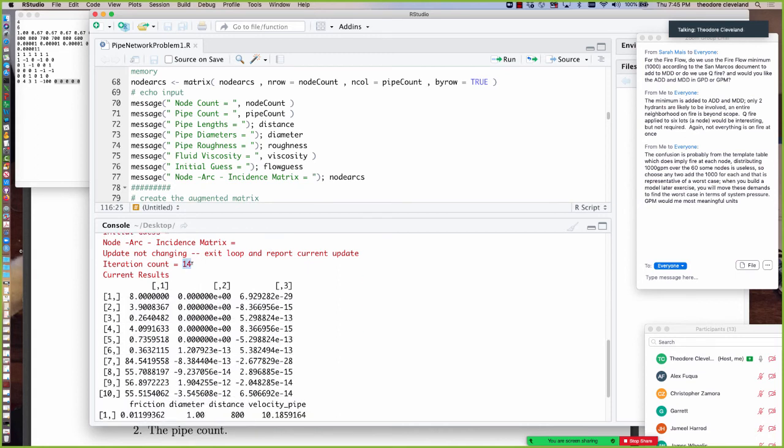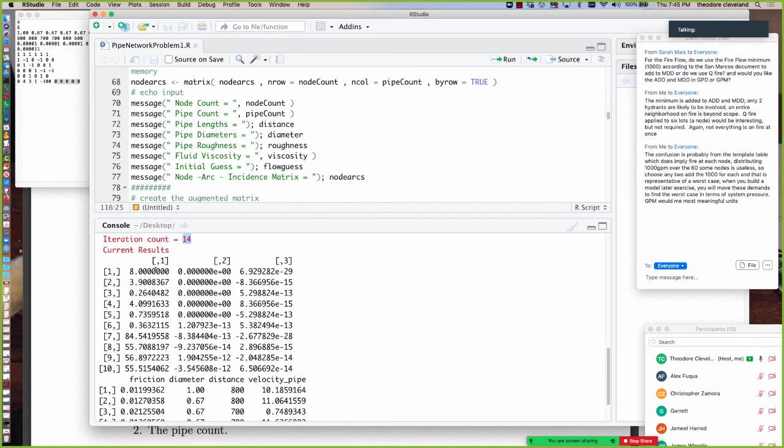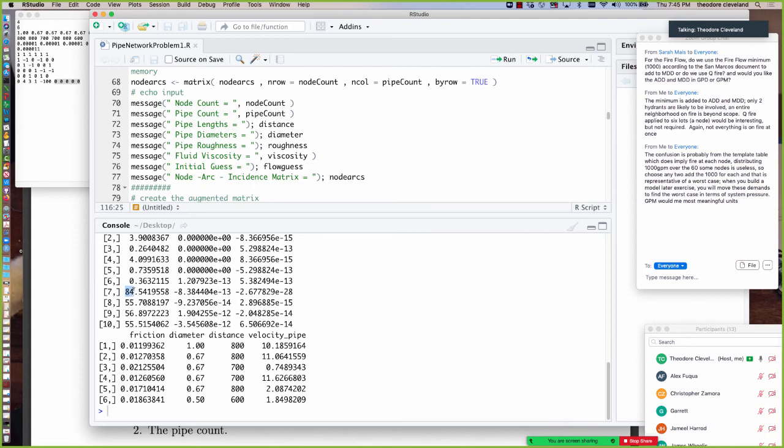It took 14 iterations, and it comes up with an end result. The flow in pipe 1 is 8 units, which is what we knew it would be. Pipe 2 is almost 4. Pipe 3 is 2/10. Pipe 4 is 4 units. Pipe 5 is 7/10, and pipe 6 is 3/10. And more importantly, it's also returning the total heads at each of the nodes. So the total head at node 1 is 84, 2 is 55, 3 is 56, and 4 is 55.